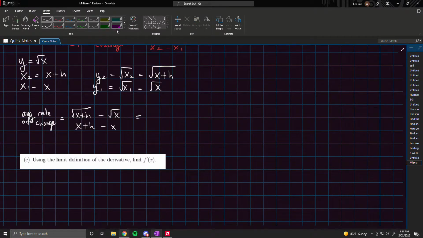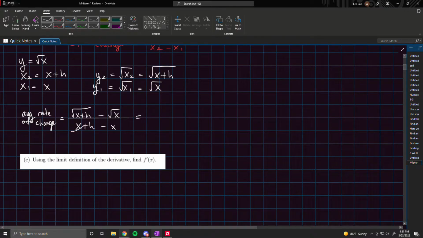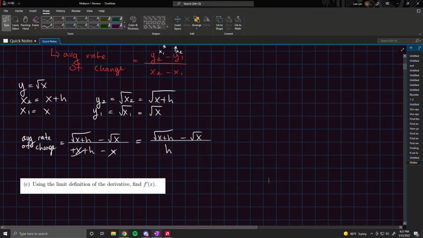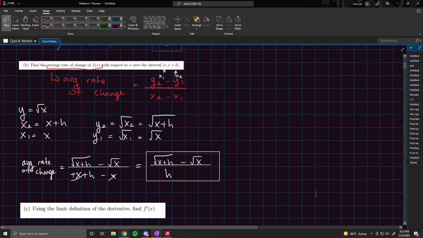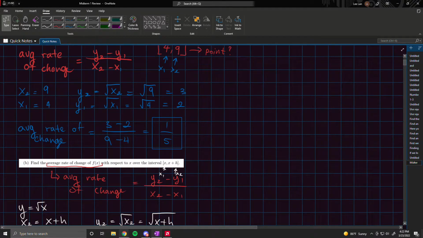Okay, and now this x goes away, because plus x minus x is 0. So you're just left with h on the bottom. I'll just copy paste that over, and that should be our answer. There's not much more. You could try multiplying by the conjugate here, but I don't think it's worth it. I think this is solved enough.